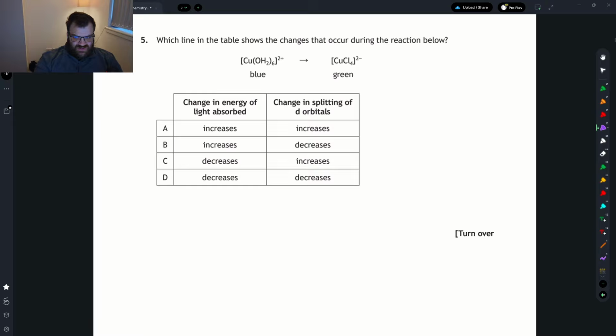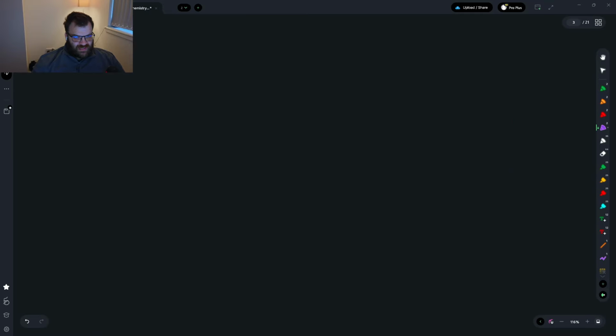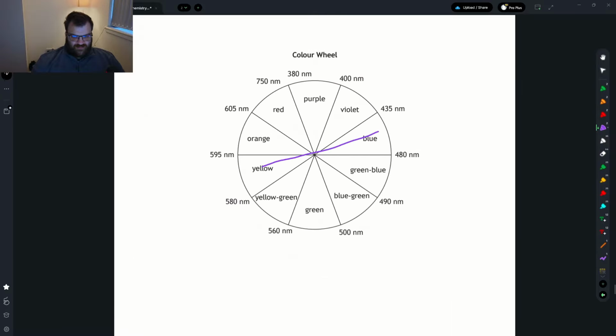And this links to the d to d transitions. In order to answer this, we need to look at the colour of light absorbed. We go to the colour wheel and we look for the complementary colour. So we've got blue and we've got green. Opposite from blue would be yellow, and opposite green we have purple.